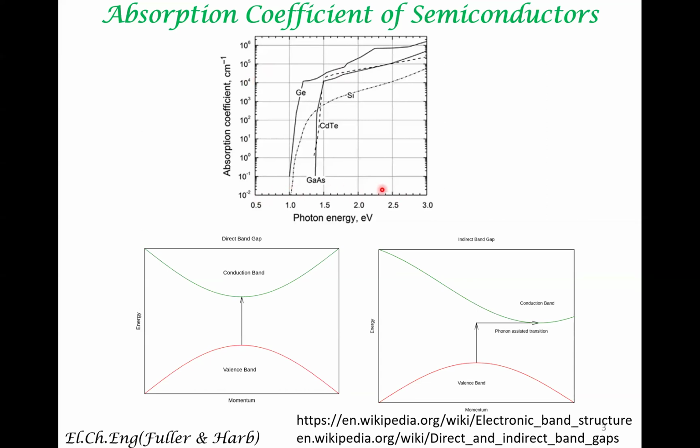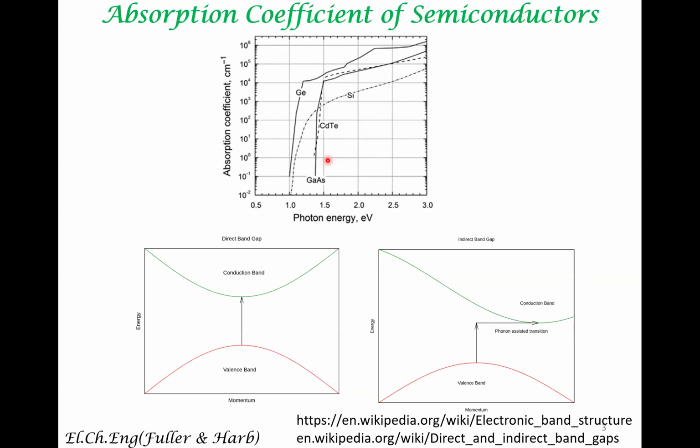energy along the x-axis. There are two semiconductors which are indirect in nature. Silicon is an indirect band gap semiconductor. Cadmium telluride is also an indirect band gap semiconductor, whereas germanium and gallium arsenide are direct band gap semiconductors. So the direct band gap semiconductors in general have a greater absorption coefficient.